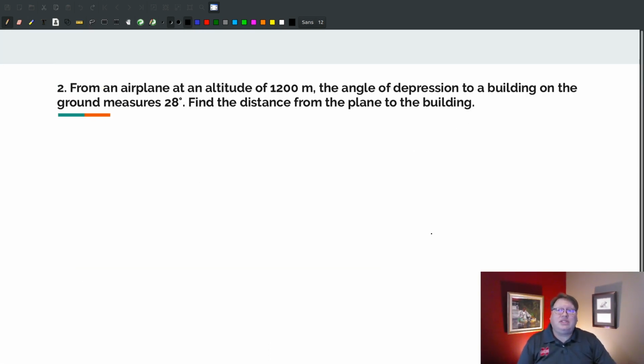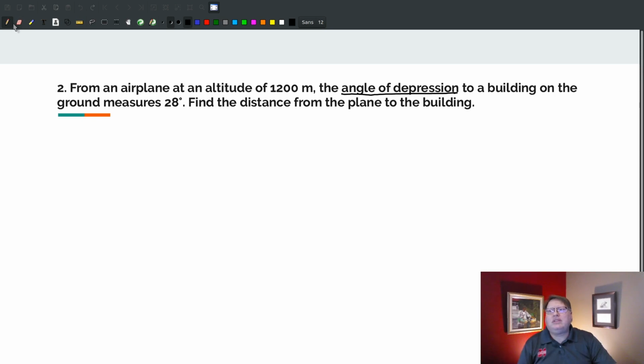All right, our second problem is an airplane problem. It says from an airplane at an altitude of 1,200 meters, the angle of depression, so we're looking at an angle of depression now. Unlike the last one, where the angle of elevation was measured above the horizontal, this is going to be measured below the horizontal, down to a building on the ground, and it measures 28 degrees. They want to find the distance from the plane to the building.